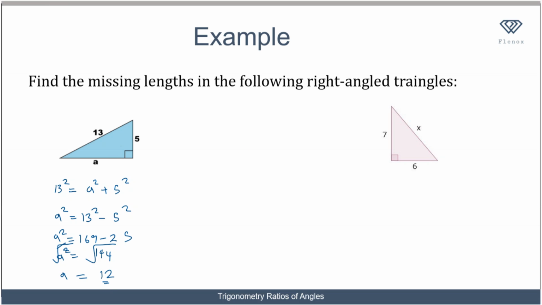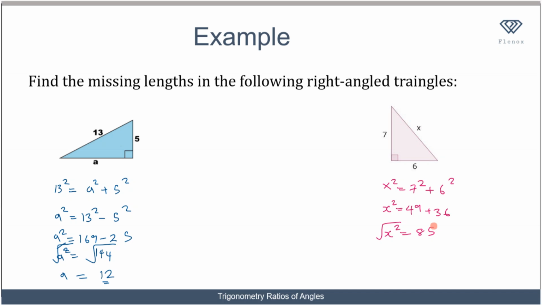Now for the other example, I'm told to find this length over here, x, and as I can see, x represents the hypotenuse since it's the longest side and is opposite to the right angle. So I can write that x squared is equal to 7 squared plus 6 squared. So x squared is equal to 49 plus 36, so x squared is equal to 85.